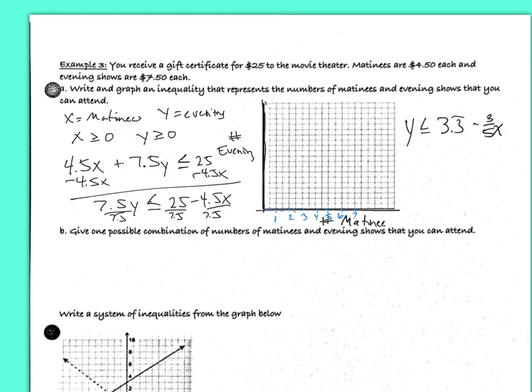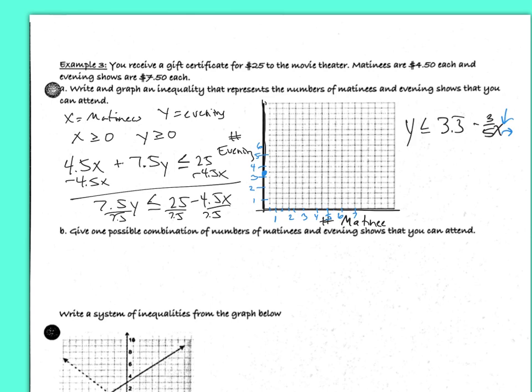Do the same thing going up. Skip 1, there's 1, 2, 3, 4, 5. I don't know how many, probably not that many. So the y-intercept is 3.3. So a little bit more than 3, which is a guess. And then from there, we're going to count down 3 to the right 5. But it's not exactly on the grid.